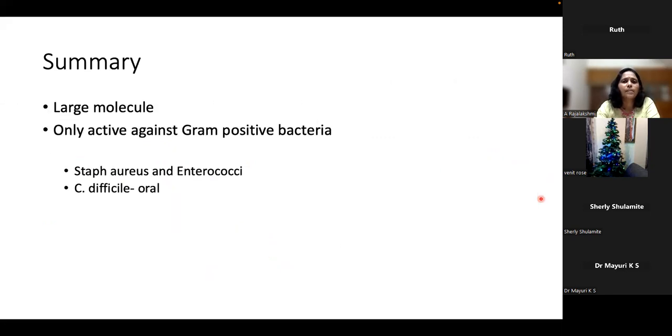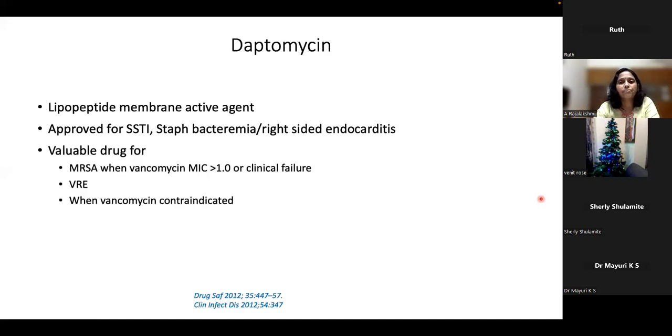Summary: vancomycin is a large molecule. It's active only against gram-positive bacteria. It's useful in Staph aureus and enterococci, and orally it can be given for Clostridioides difficile. Daptomycin is a next generation vancomycin, somewhat similar, a lipopeptide membrane active agent. It is approved for SSTI, staph bacteremia, and right-sided endocarditis. It is used when vancomycin cannot be used, whether due to resistance or MIC creep, or if it is a vancomycin resistant enterococci, or if there is a contraindication to vancomycin use.